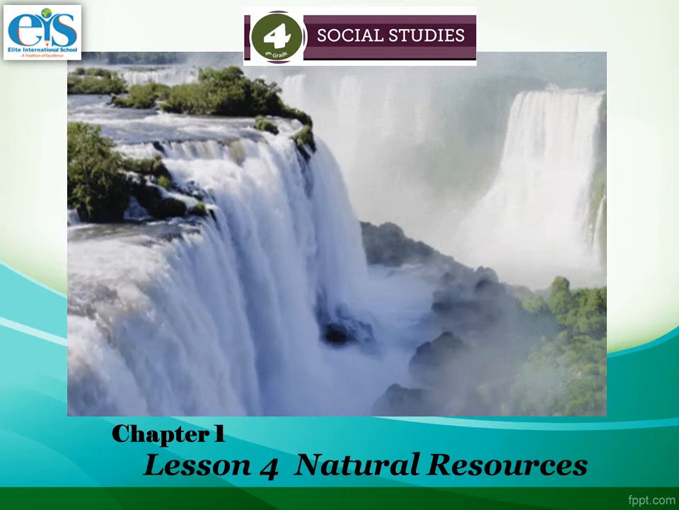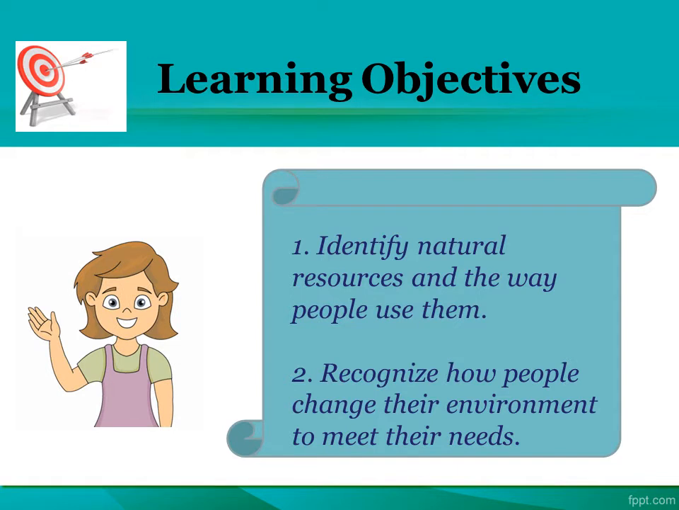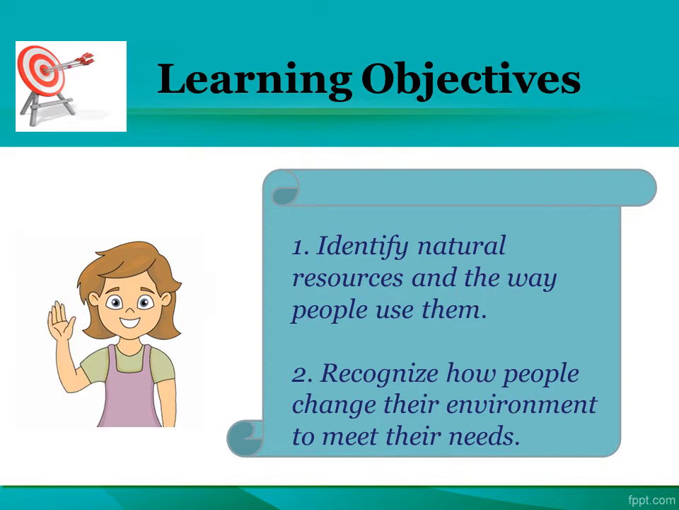By the way, we are now in lesson 4 and we're going to discuss the natural resources of the United States. And for the learning objectives, by the end of this lesson, you'll be able to identify natural resources and the way people use them. And number 2, you'll be able to recognize how people change their environment to meet their needs.